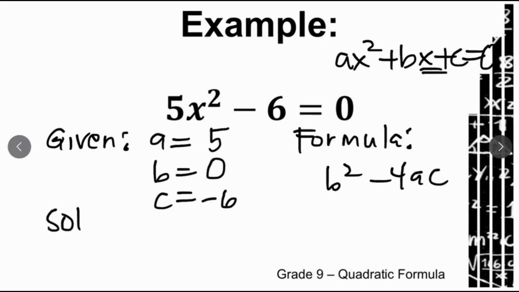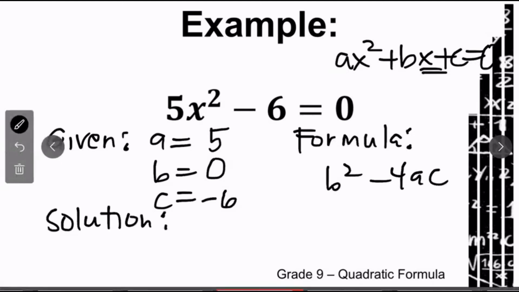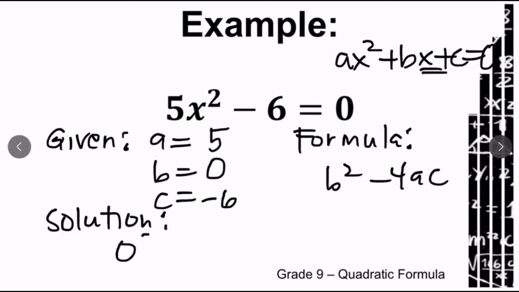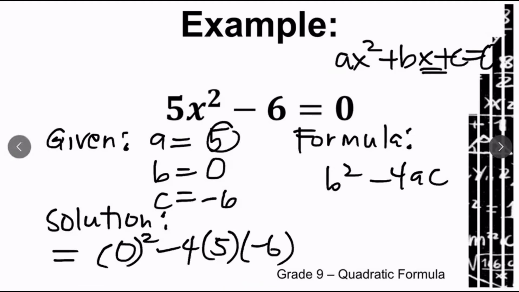Now, for our solution, let us just substitute our given to our formula. Substituting it, our b squared is 0 squared minus 4 multiplied by a, which is 5, multiplied by c, which is negative 6. Next, 0 squared is just 0. So negative 4 multiplied by 5 multiplied by negative 6. Negative 4 times 5 is negative 20. Then negative 20 multiplied by negative 6, the answer is positive 120. So therefore, our discriminant is 120.